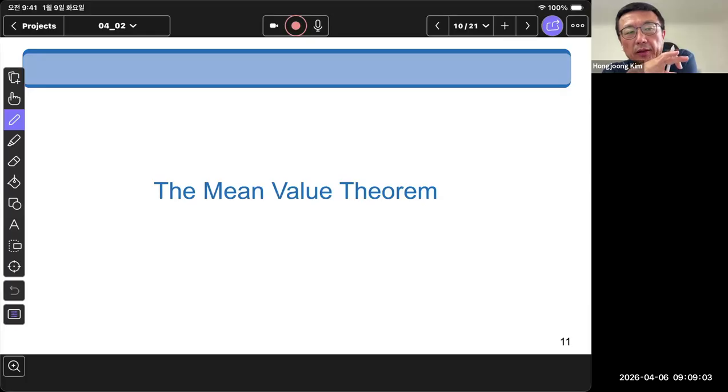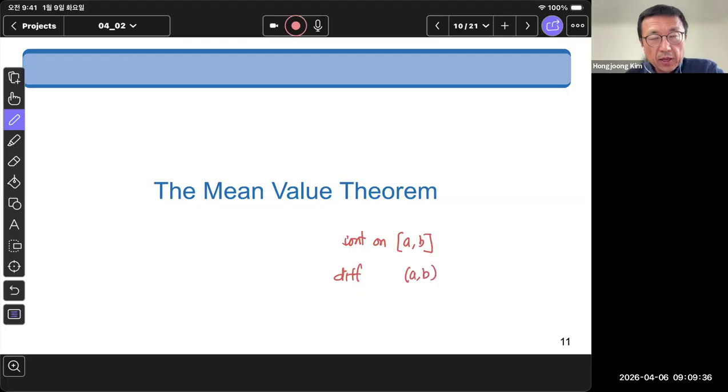Oh, and one more thing. When I say the function is continuous or differentiable, I assumed such continuity or differentiability on a certain interval, right? So on the closed interval from A to B, the function is continuous. And differentiability is given on the open interval from A to B. And then f of A and f of B are assumed to be the same. That was the hypothesis of Rolle's theorem.